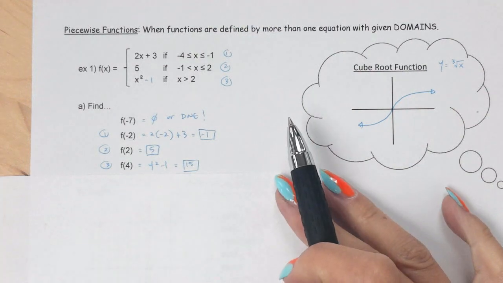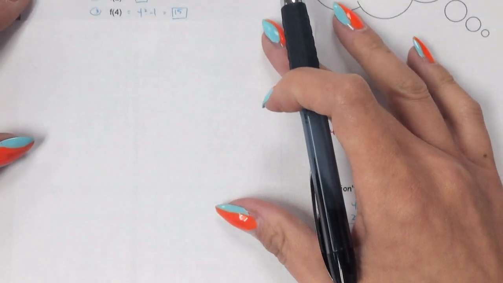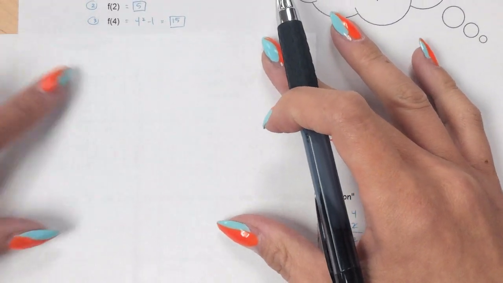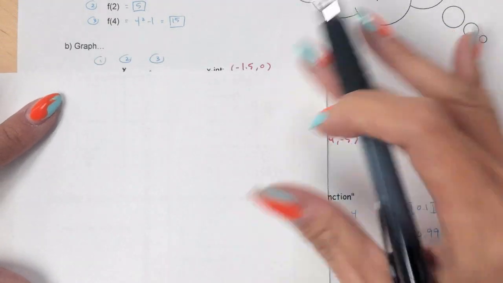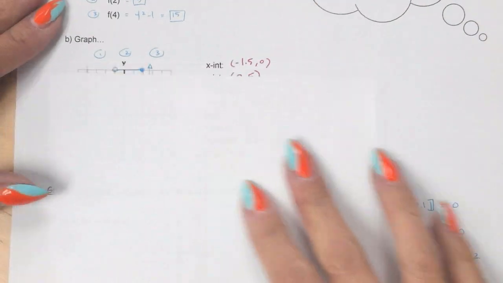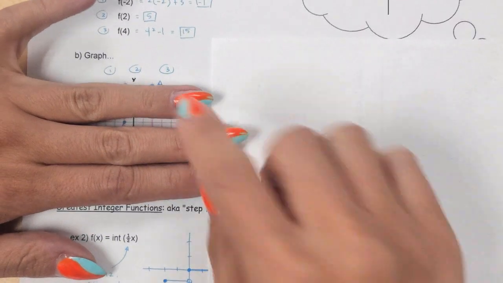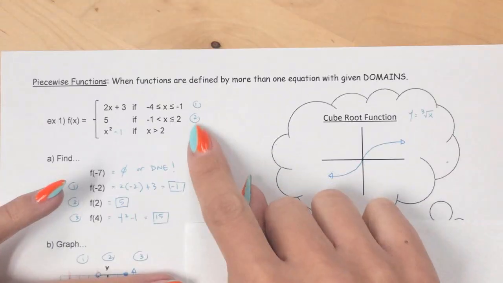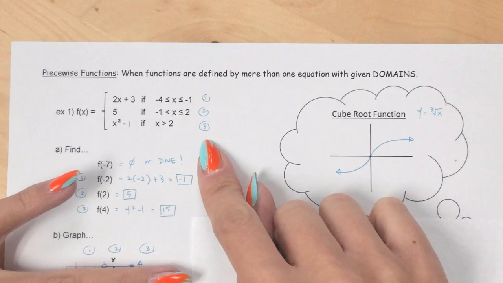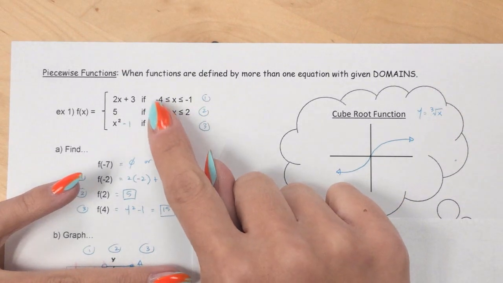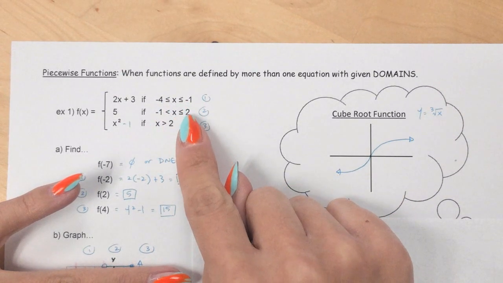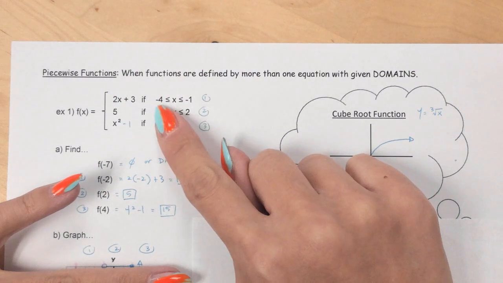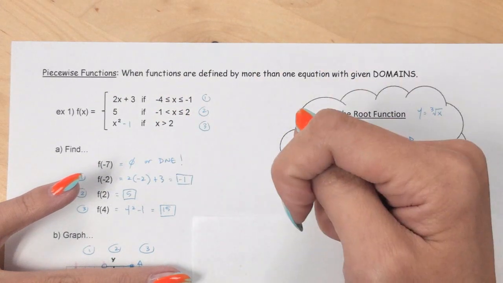Okay, now we're going to draw it. So you have to be able to draw these piecewise functions as well. The first thing I do when I graph is I go ahead and draw my breaks. So I call these my breaks. Where are my breaks? My breaks are at -4, -1, 2. Those are my x value breaks in my graph.